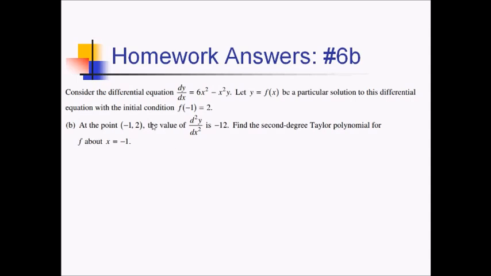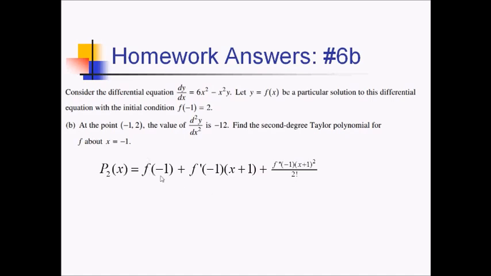For this part of the problem, at the point -1, 2, the second derivative is -12, they're telling us. We want to find the second degree Taylor polynomial for f about x equals -1. Okay, so let's go ahead and use our Taylor setup here. So in general, if we're centering about -1, we should have f of -1 plus f prime of -1 times x plus 1, that's x minus -1, plus f double prime of -1 over 2 factorial times x plus 1 squared. So this is our general setup, and we've got just -1 for the a value in our Taylor formula. Now let's plug in some actual values.